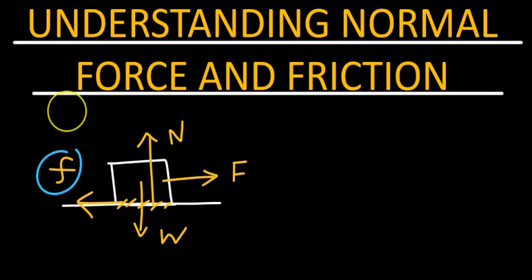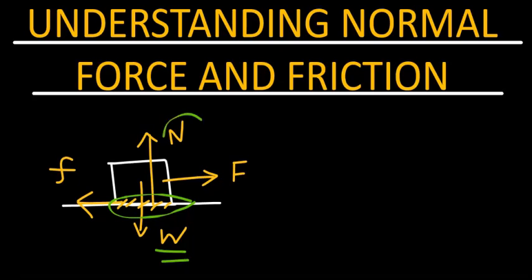The friction and normal force are related to each other. Since the object is pressing against this surface due to its weight, the surface will in return exert an equal amount of force in an upward direction. That, in this case, is the normal force. So in this example, we say the normal force equals the object's weight.